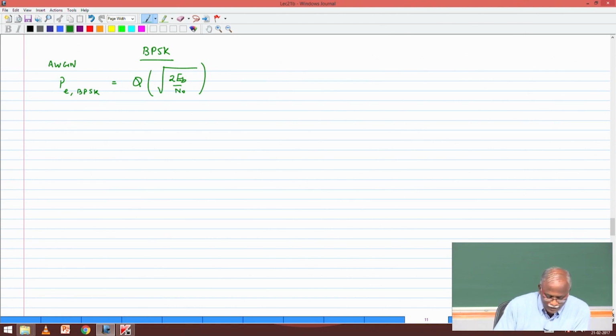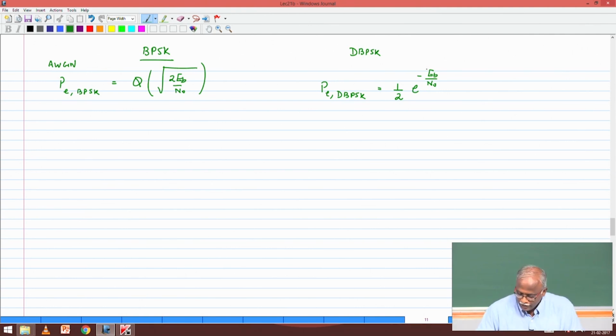Now by the same token, if I were to look at differential BPSK, probability of error of dBPSK, this is something that you may have studied, it will be half e power minus EB by N naught. Again this is material that is from books like Proakis. So your instantaneous SNR, EB by N naught, or the SNR in an AWGN channel, determines the performance.